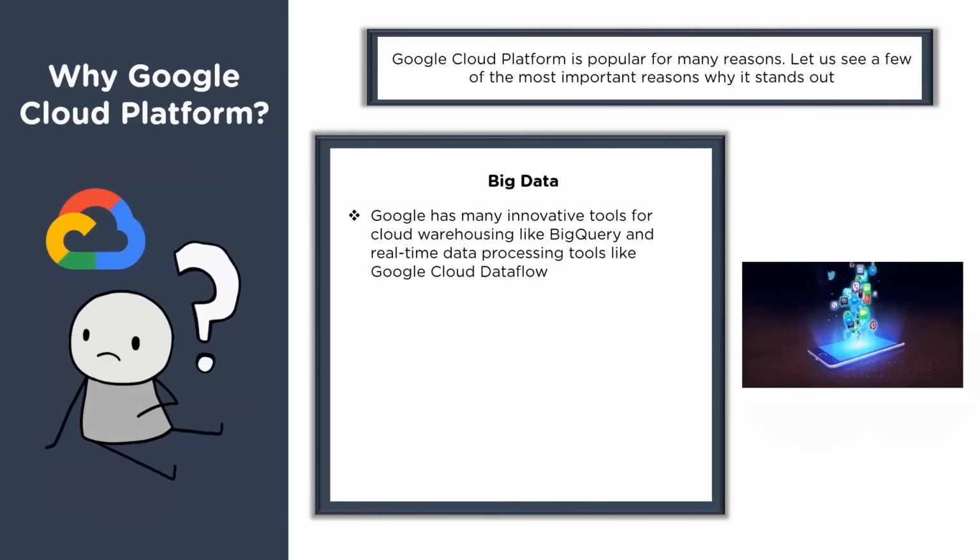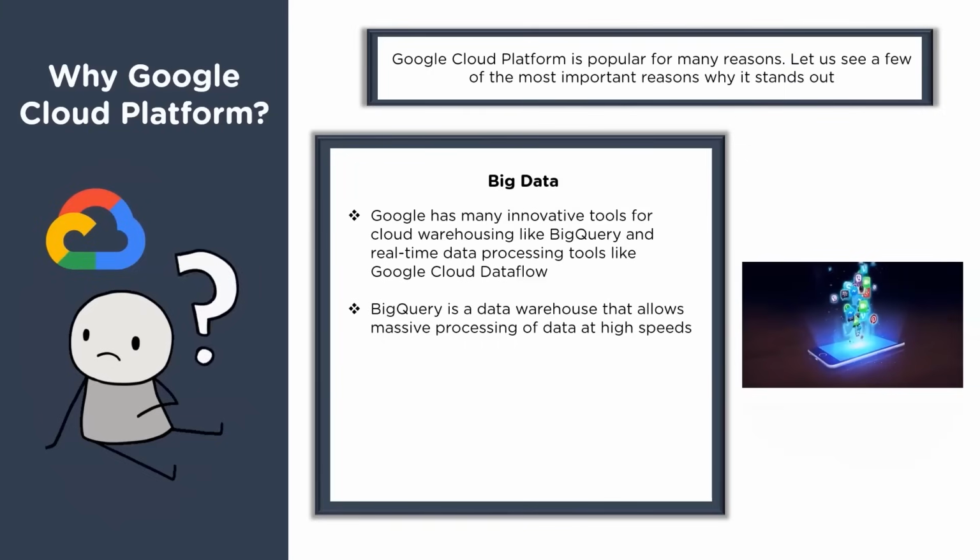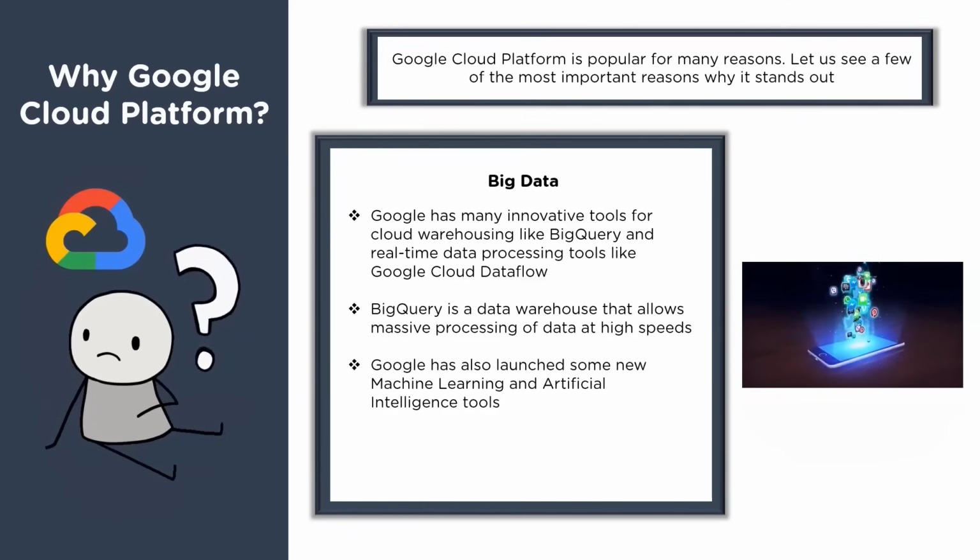Now, when we talk about big data, it is data which is very complex and has a lot of characteristics such as volume, velocity, variety, veracity, validity, volatility, virality, and so on. So if an organization is working on big data, Google Cloud can be a better choice because Google has many innovative tools for cloud warehousing, for example, BigQuery, and even real-time data processing tools such as Dataflow. BigQuery is a data warehouse that allows massive processing of data at high speeds, basically working on your structured data. Google also has launched some new machine learning and artificial intelligence tools.